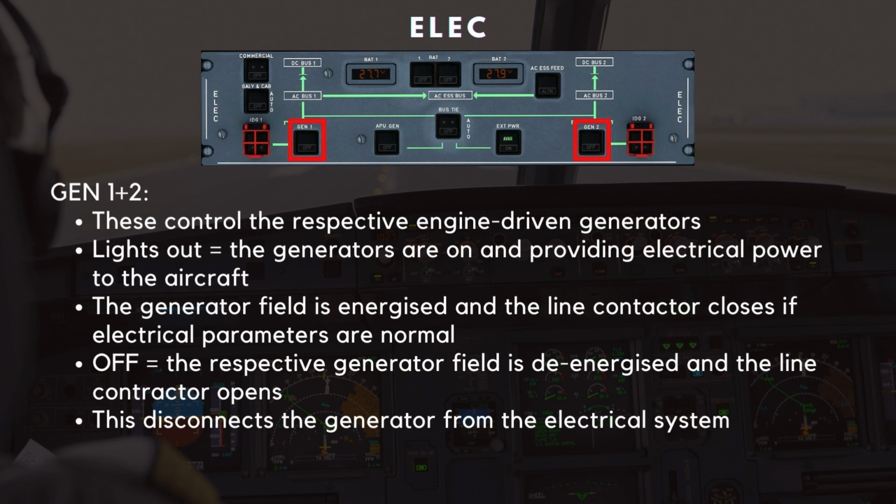Next are the Gen 1 and Gen 2 push buttons. These control the respective engine-driven generators. In the normal lights-out position, the generators are on and providing electrical power to the aircraft. In this case, the generator field is energized and the line contactor closes if electrical parameters are normal. When the push button is selected off, the respective generator field is de-energized and the line contactor opens. This disconnects the generator from the electrical system.